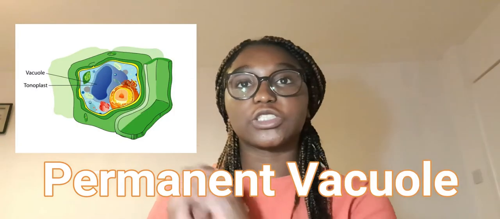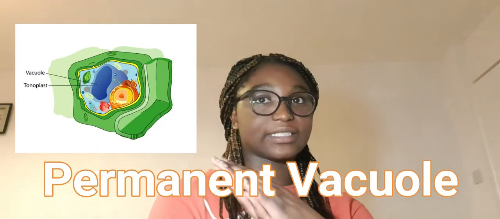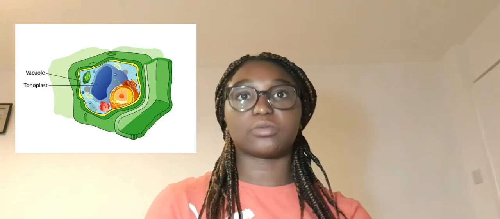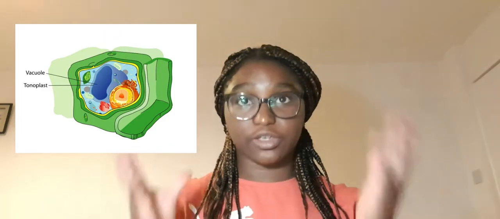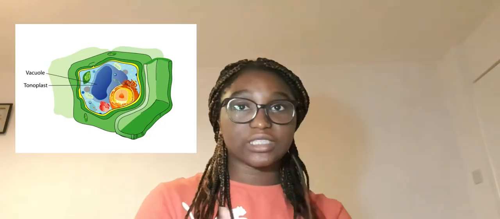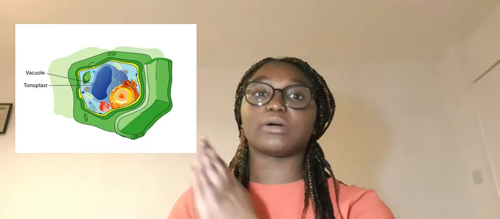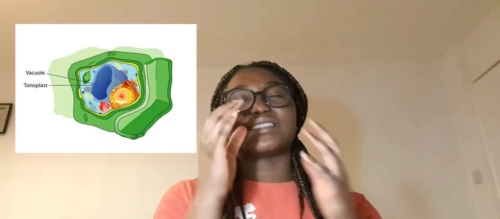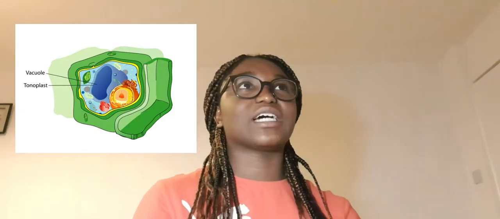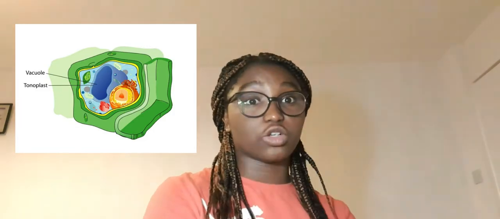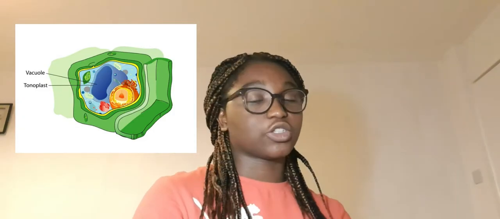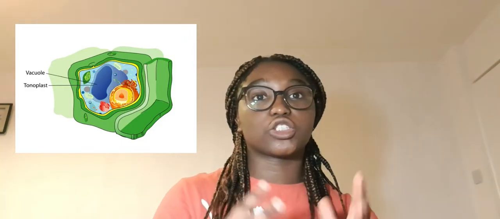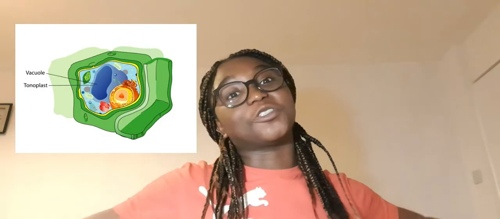Plant cells also contain a permanent vacuole, and the permanent vacuole contains a membrane called tonoplast, which surrounds the vacuole. Plant cells contain a large permanent vacuole, whereas an animal cell does not. It provides the cell stability and contains water and solutes. And this is because when the cell is turgid, the vacuole pushes against the cell wall.